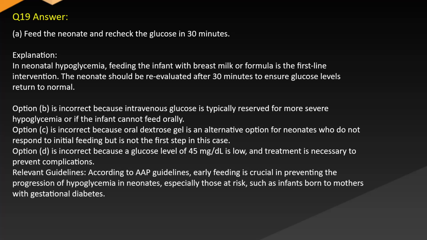Option B is incorrect because intravenous glucose is typically reserved for more severe hypoglycemia or if the infant cannot feed orally. Option C is incorrect because oral dextrose gel is an alternative option for neonates who do not respond to initial feeding but is not the first step in this case. Option D is incorrect because a glucose level of 45 mg/dL is low and treatment is necessary to prevent complications.